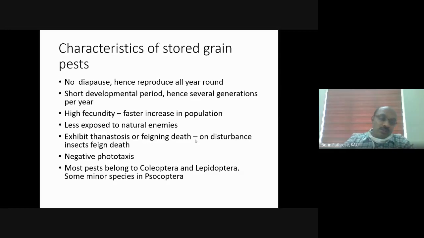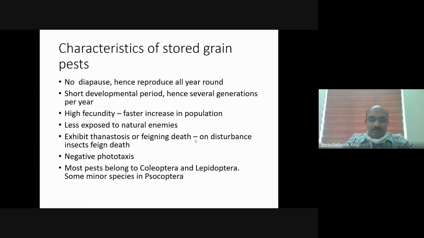And one more thing, most of the storage pests are negatively phototactic. That means they move away from light. There are certain storage pests which are positively phototactic, that means they are attracted to light. But most of the storage pests are negatively phototactic. That you can understand. These storage godowns are not at all ventilated. It will always be dark in nature. We won't light the godowns. So it's natural to have the storage pests as negatively phototactic.